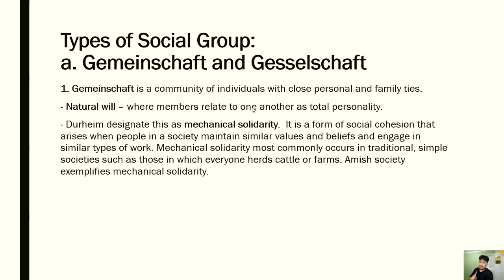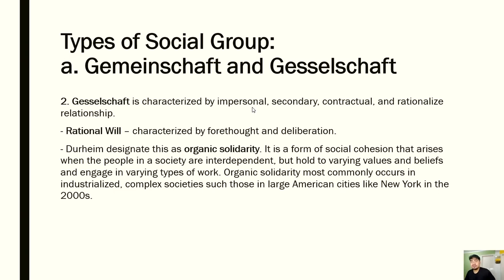Now, basically, because of modernity, because of industrialization, tumataas yung population natin. Dito na pumapasok yung Gesellschaft. Etong Gesellschaft na to is characterized by impersonal, secondary, contractual, and rationalized relationships. Now, in terms of the will, kanina is natural will, may sinasabi tayo dito na rational will. Etong rational will sa Gesellschaft is characterized by forethought and deliberation. Now, later we will understand it sa examples natin.